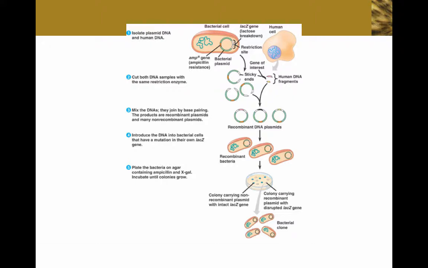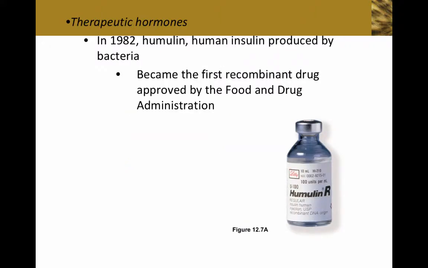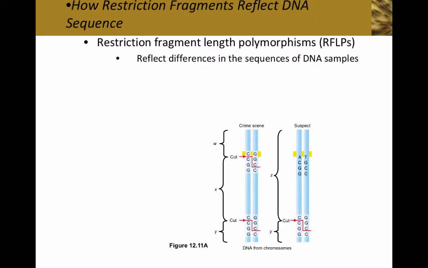And you need PCR, and you need recombinant DNA and restriction enzymes to do that. And so in 1982, that's when they started making human insulin by bacteria. And that was actually the very first recombinant drug approved by the Food and Drug Administration. And it helped to make the treatment of diabetes financially reasonable for the general population.